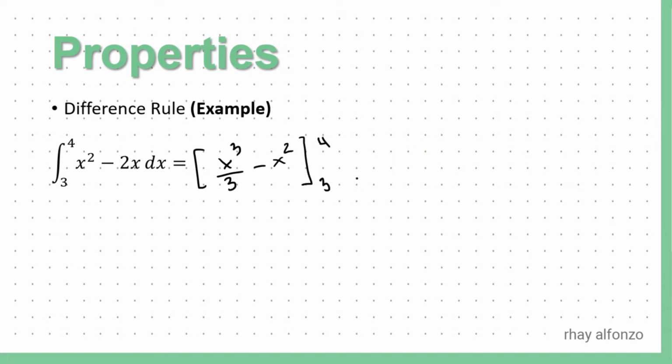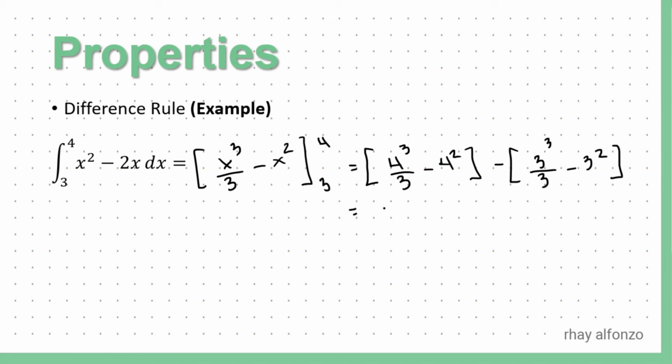So this gives us 4 cubed over 3 minus 4 squared minus 3 cubed over 3 minus 3 squared. So these are still the same values. So we get 64 over 3 minus 16 minus the quantity 27 over 3, or 9, minus 9. So this just becomes 0. We are left with 64 over 3 minus 16.